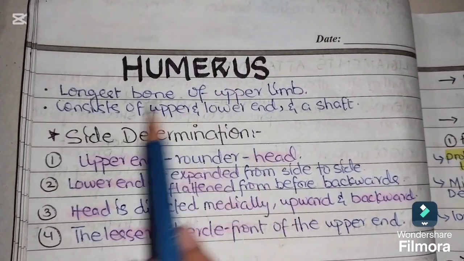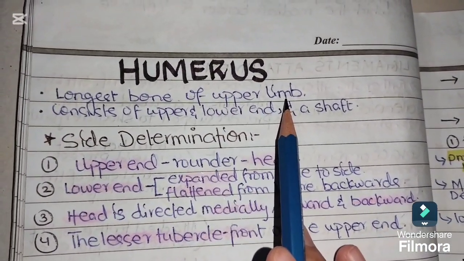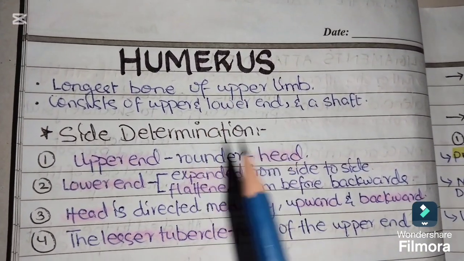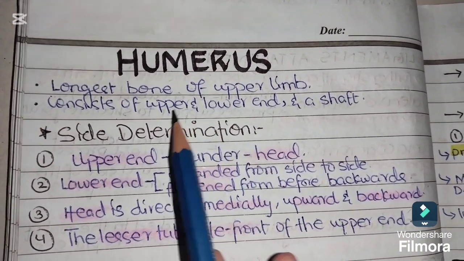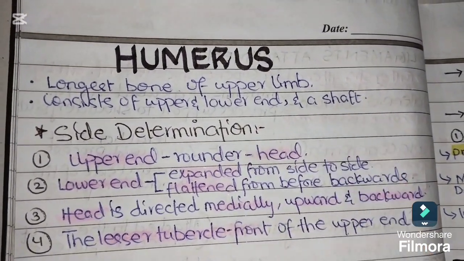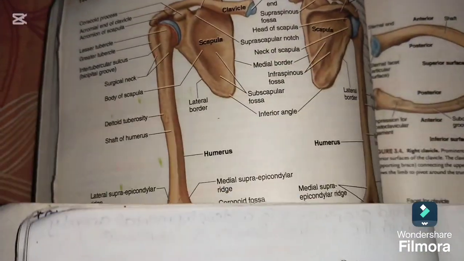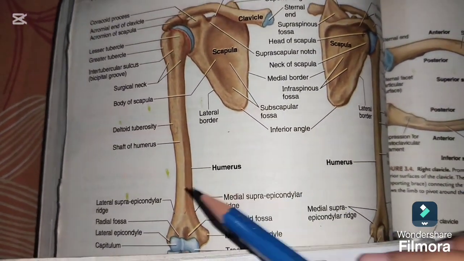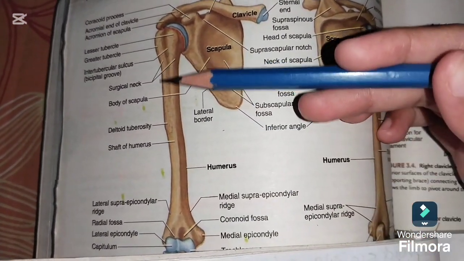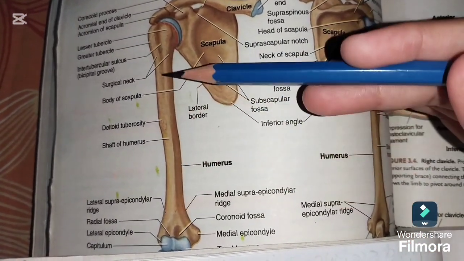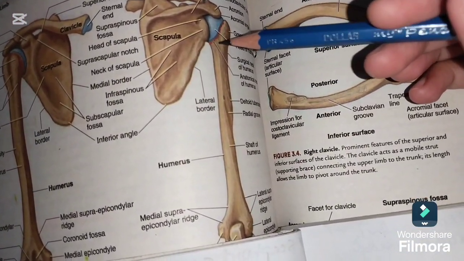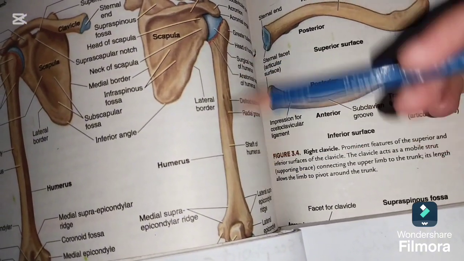The humerus bone is the largest bone in the upper limb. It consists of three parts. The humerus bone can be divided into three parts: the upper end, the lower end, and the shaft. This is the upper end, this is the lower end, and this middle body of the bone is called the shaft. Again, from the posterior aspect, upper end, lower end, and the shaft.